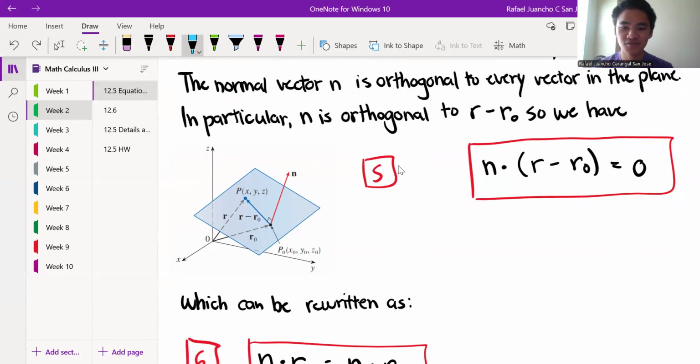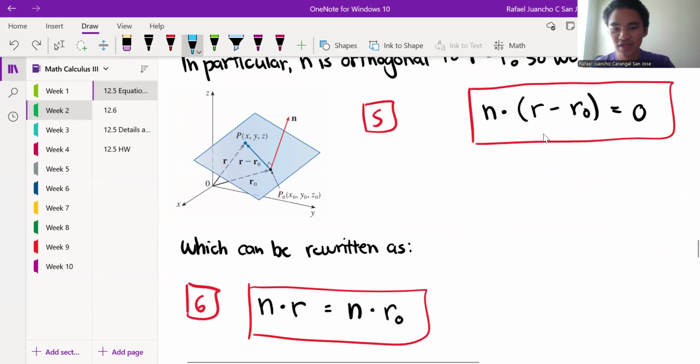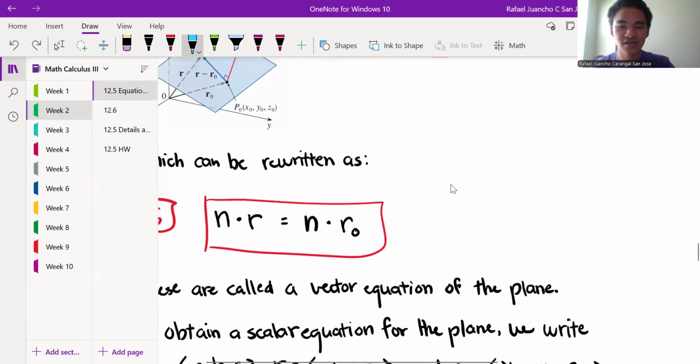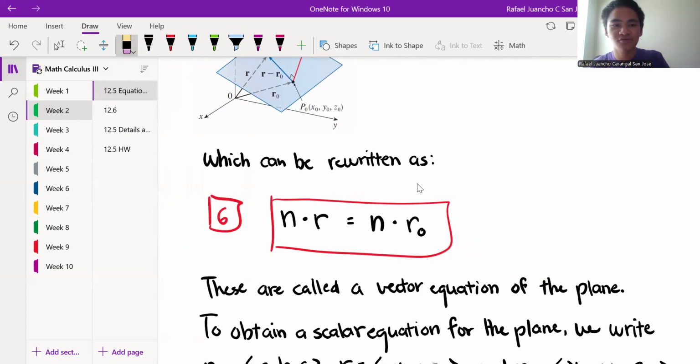If we have two vectors that are perpendicular to each other, then their dot product is always 0. And we can rewrite this. We say that's equation 5. We can rewrite it as n dot r equals n dot r naught. How did we do that?